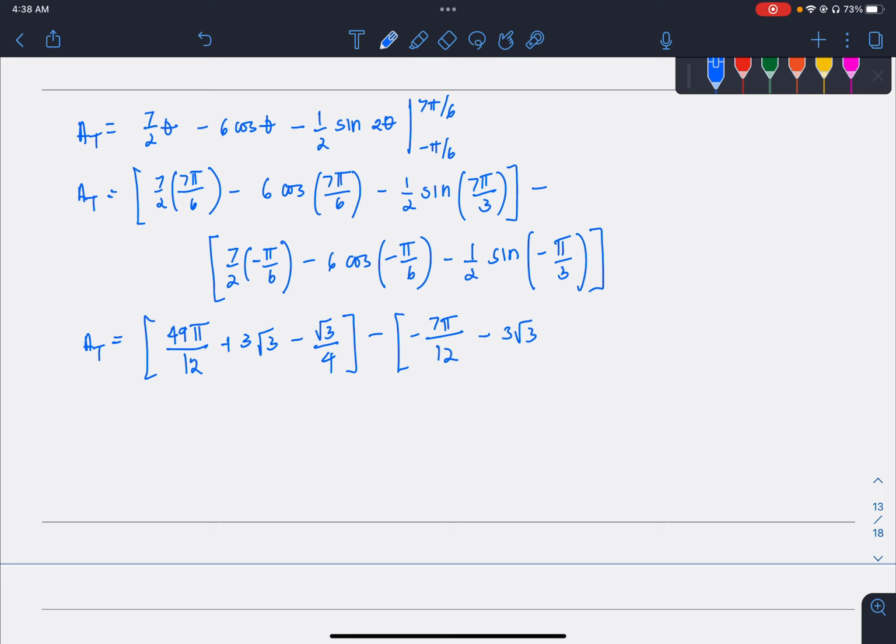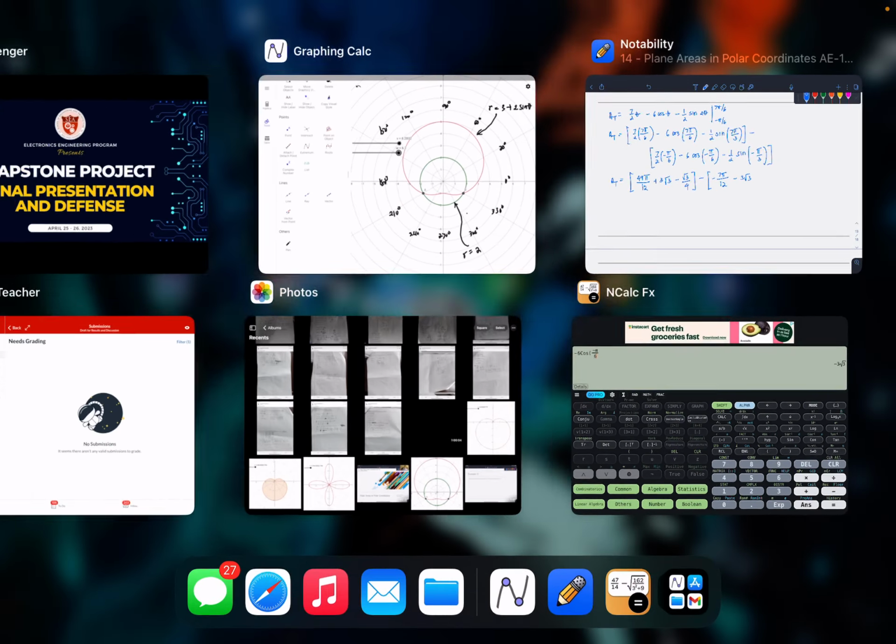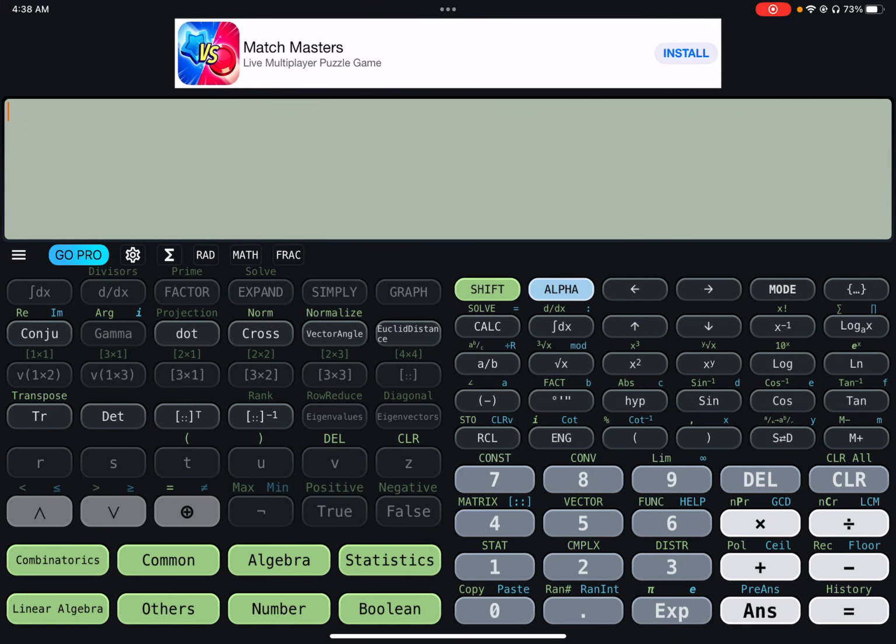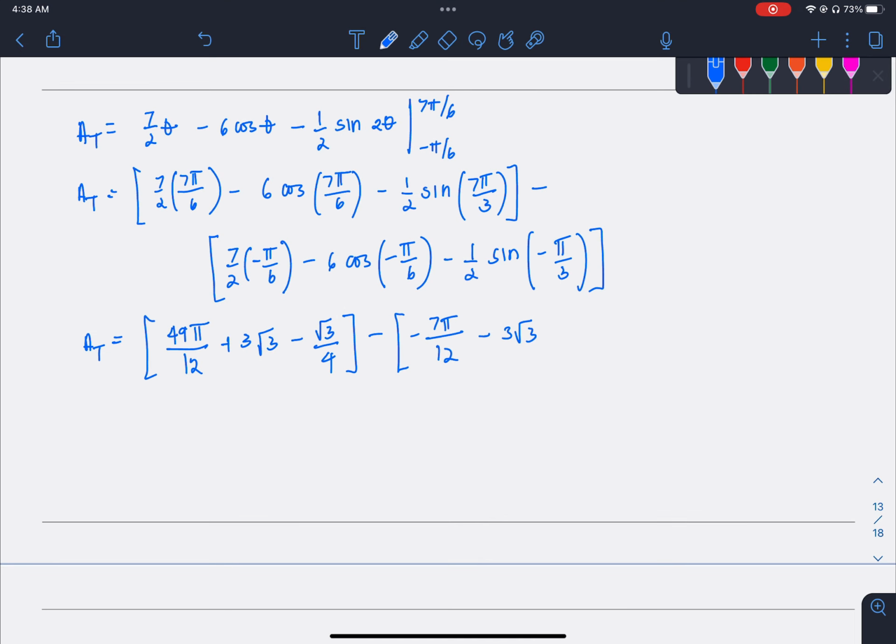And then lastly, we'll have negative 1/2 sine of negative pi over 3. So the answer is positive square root of 3 over 4.